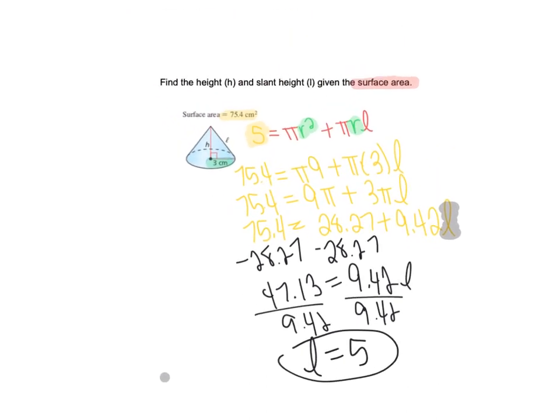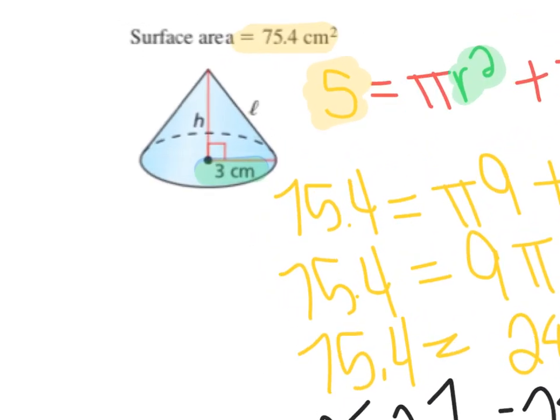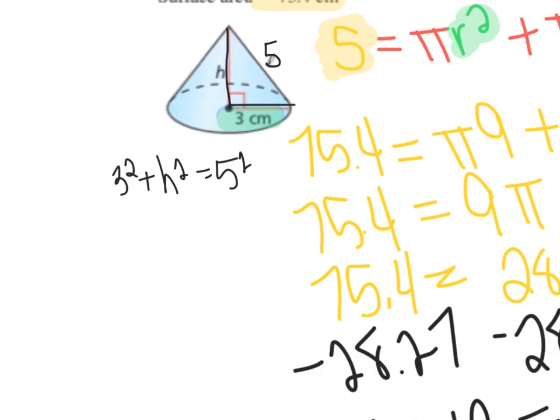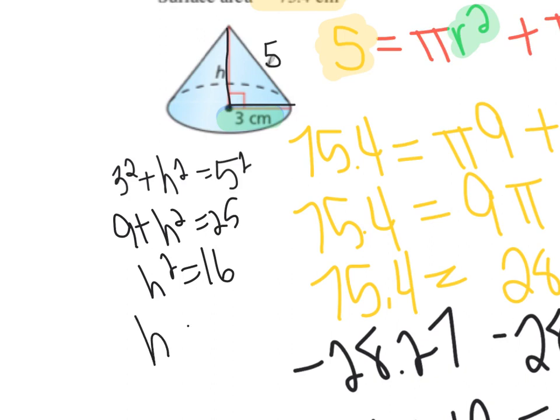So let's go back up to our picture. I know that my slant height is 5. Now I just have a right triangle where I know two sides. I can use the Pythagorean theorem again. So 3 squared plus my height squared equals 5 squared. 9 plus h squared equals 25. h squared equals 16, which means our height is going to be 4.